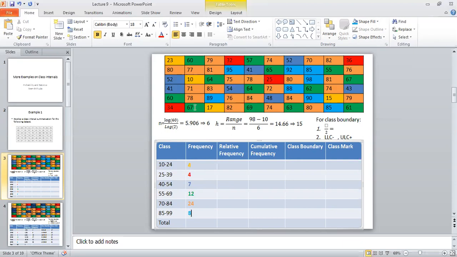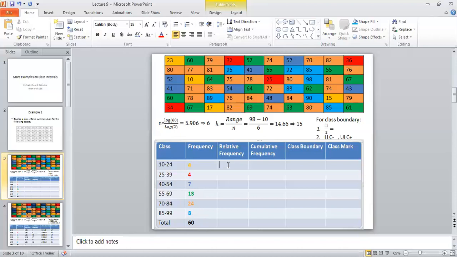So 1, 2, 3, 4, 5, 6, 7, 8, 9, 10, 11, 12, 13. So it's 13. So we missed the count over here, which was 13. So see, the colors help us to troubleshoot the things as well. And when we add them all, we get the number, which is the total number of frequencies or total data set values, which is 60.